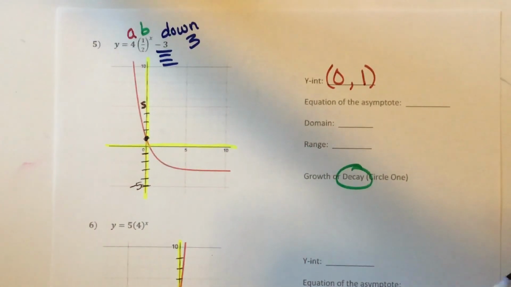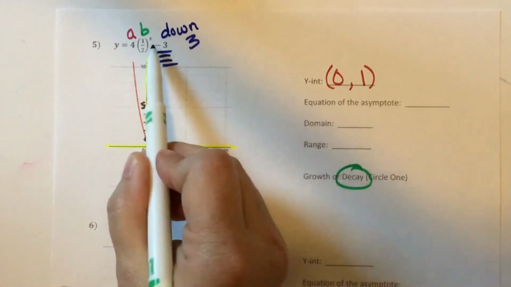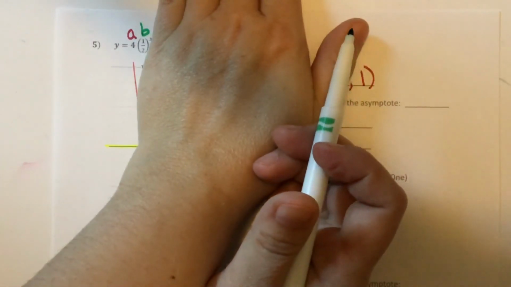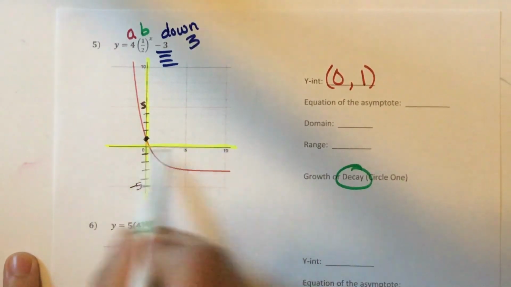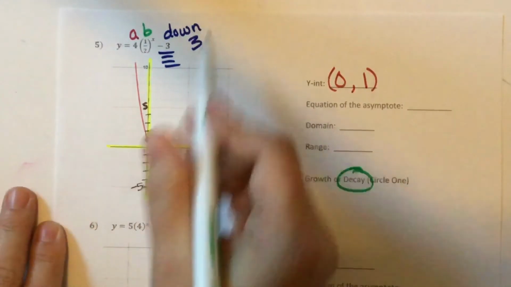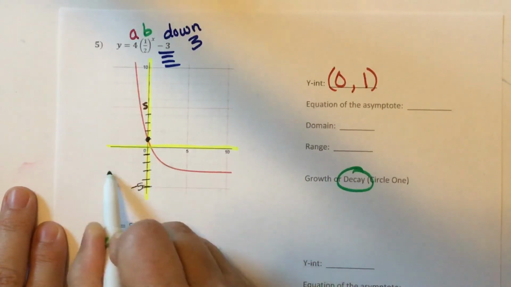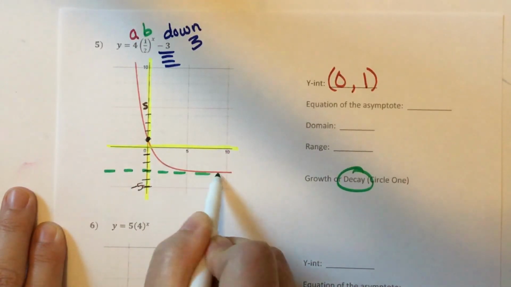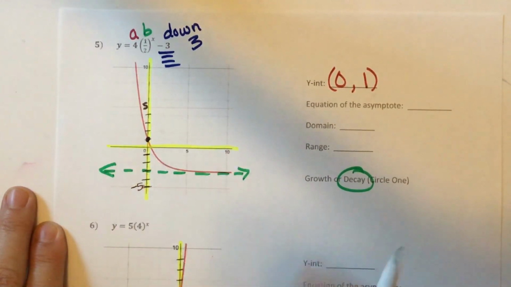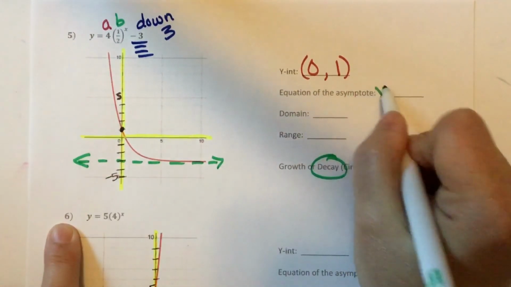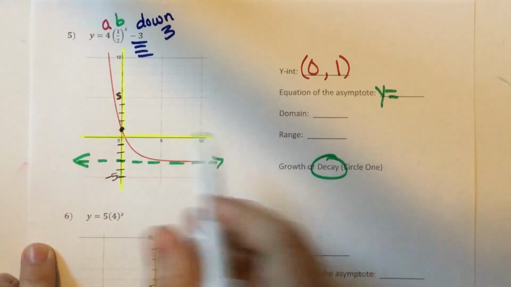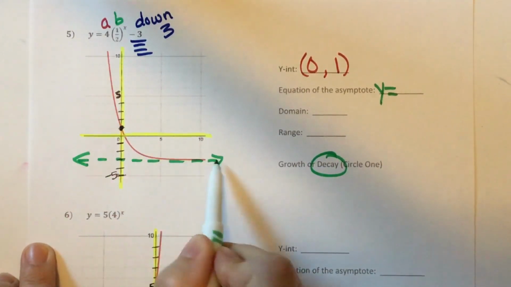Okay, let's talk about the equation of the asymptote. So remember, if you don't see anything back here, just looks like this, then the x-axis is the asymptote. But the asymptote is going to go down 3. So 1, 2, 3. So now my asymptote has moved down 3. So this is y equals, because it's a horizontal line, and your y everywhere right here is negative 3.